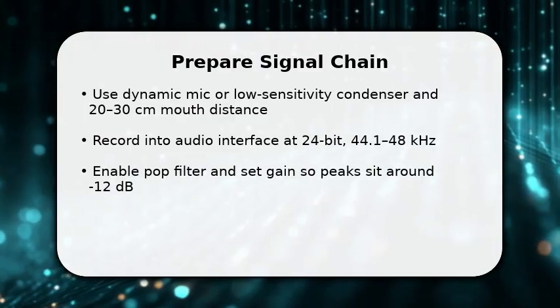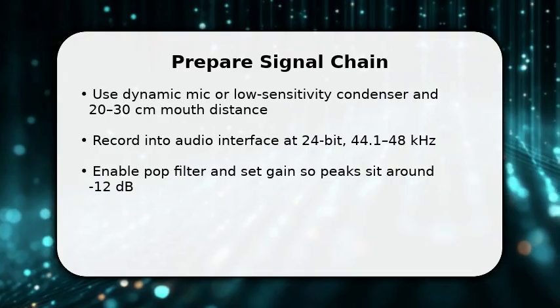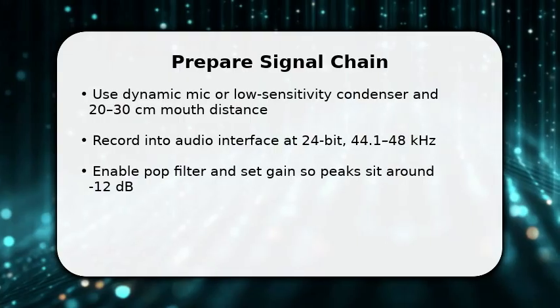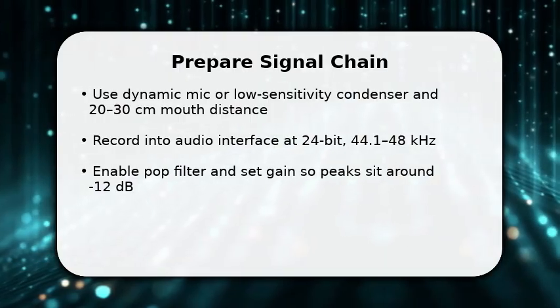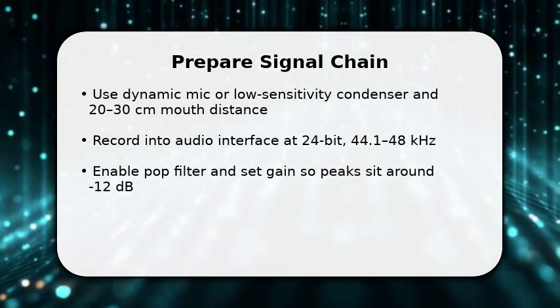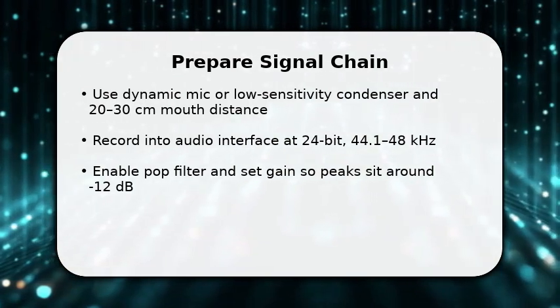Set the preamp gain so peaks sit near -12 decibels to avoid clipping. Once done, enable a pop filter and close mic technique. These choices give consistent tone and reduce sibilance, which makes the later processing much cleaner and more predictable.